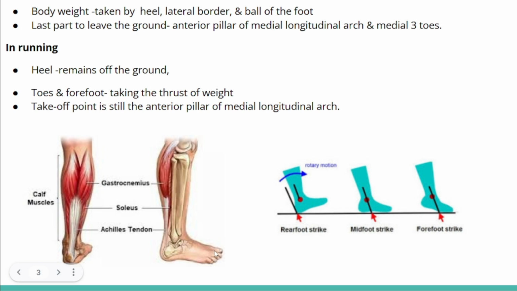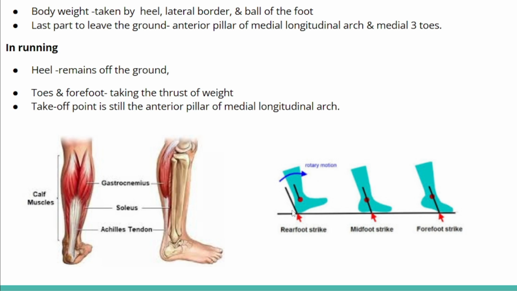For the interest, I'll explain what happens in running. In running, like in this picture, the heel remains off the ground, and the toes and the forefoot take the thrust of the weight. But the takeoff point is still the anterior pillar of the medial longitudinal arch, whether it's walking or running. When it comes to running, the gait includes various foot strike patterns, including heel strike, which means the heel contacts the ground first, then the midfoot strike, where the runner lands on the middle part of the foot, and then the forefoot strike, where the runner lands on the ball of the foot or toes.